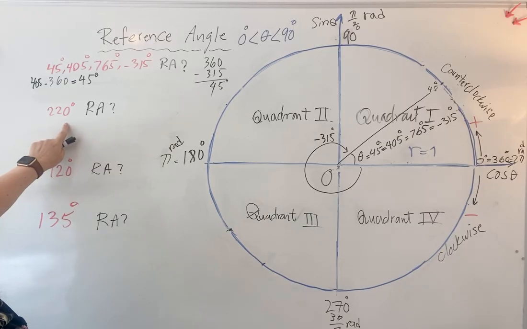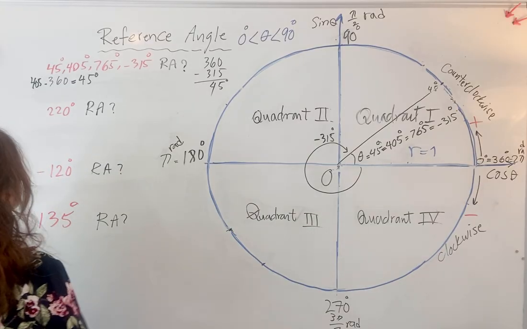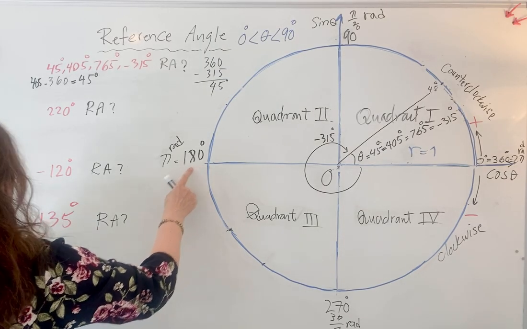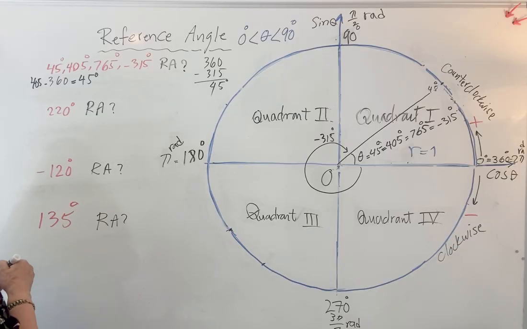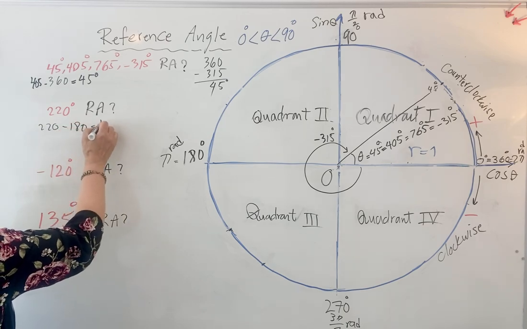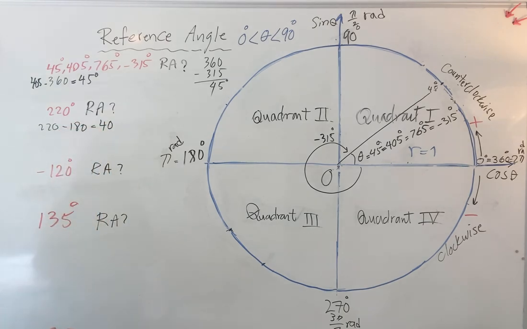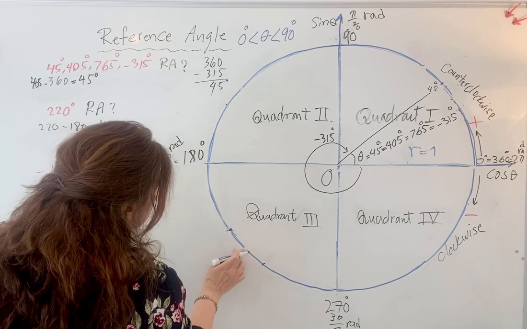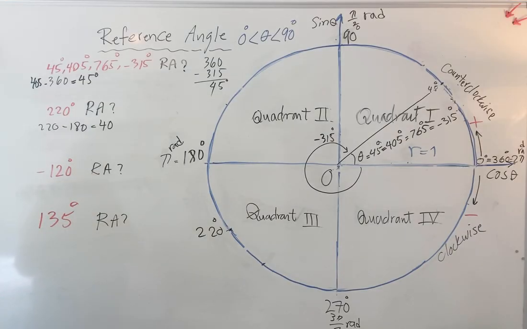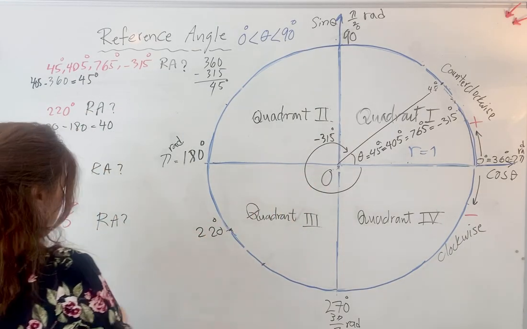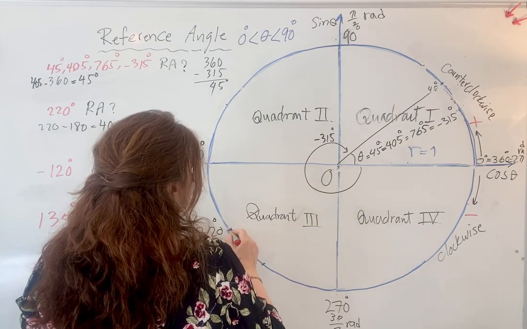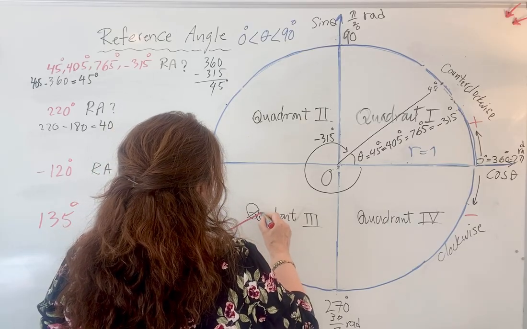Good. How about 220? 220 is more than 180. How much more than 180? It is 40. You can say 220 minus 180 is 40. Right? Yes, this is 40. 220 degrees is here. What is the reference angle of this one? This is too big, yes? But we can find the reference angle by this one.